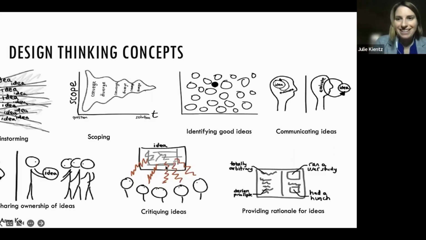Here's another set of ideas in design that are visual. This is done by Professor Amy Coe at the University of Washington. She developed these cute little sketches around brainstorming lots of ideas, scoping, converging and diverging into a solution, thinking about a span of ideas and identifying the good ones, having an idea in your head and communicating that idea to your team, sharing ownership of ideas with the team, critiquing ideas once they've been put into place, and then providing a rationale for why you chose those ideas. So this is a visual way of thinking about those concepts.